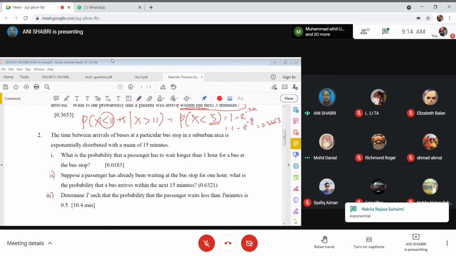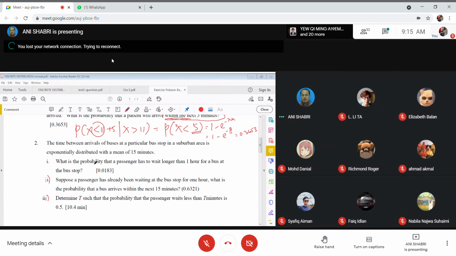Poisson or exponential? This one, number 1, Poisson or exponential distribution?